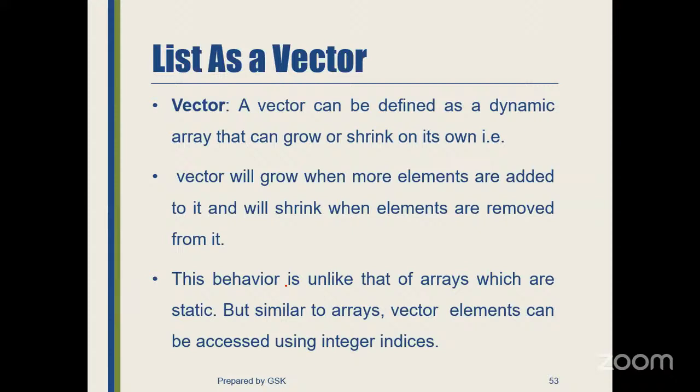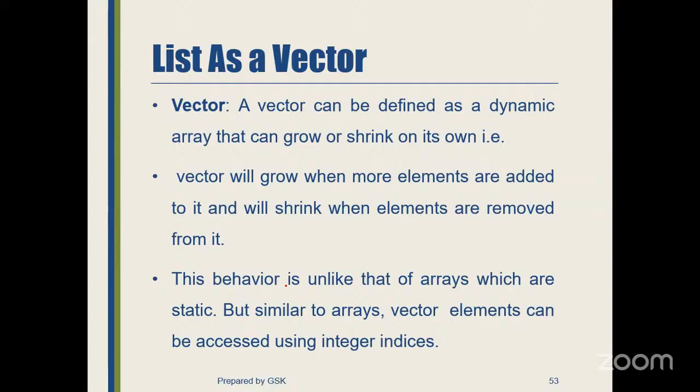Now, let me tell you about vector. What is a vector? A vector can be defined as a dynamic array. Already we covered what an array is: a collection of similar elements that is static in nature. Once you create an array, you cannot change its size. That is a major drawback of the array.